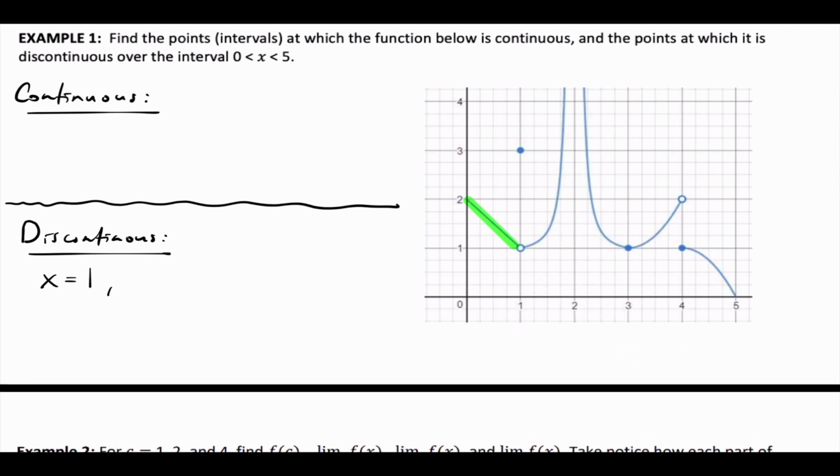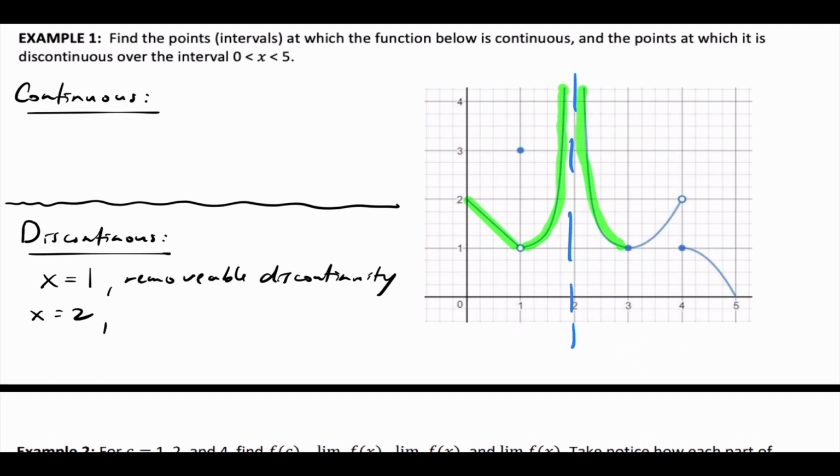And we said that's removable. Discontinuity. Okay. Where else is it discontinuous? So let's keep going. It looks like I jumped from over here to over here. So what's happening at 2? So it's non-removable. Is it jump or is it infinite discontinuity? Infinite, right? There's an asymptote there.